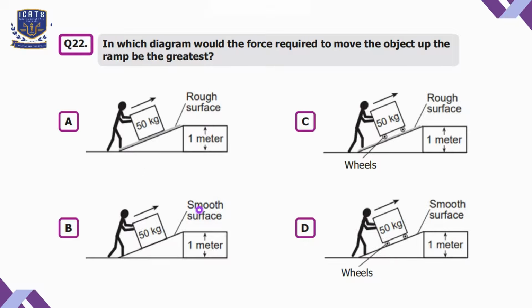In option B, the surface is smooth. So relatively it will be easier to push the object on the smooth surface as compared to the rough surface, because a smooth surface will have less friction. In options C and D, we can see wheels with the object, so it will become easier to push the object on the rough surface and the smooth surface. So we can say in option A, we require the maximum amount of force to push the object on the rough surface because it has maximum friction. So we will select option A here.